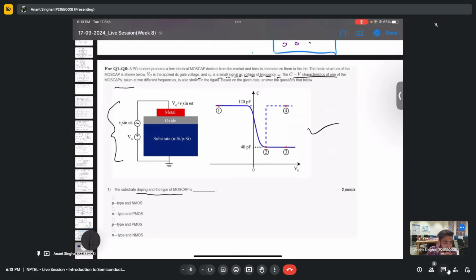P-type and NMOS. Yeah. So it will be a P type substrate and an NMOS, because we have the change in frequency at the right side. So this will happen for a P type substrate and it will be an NMOS. So let's cut this N type.